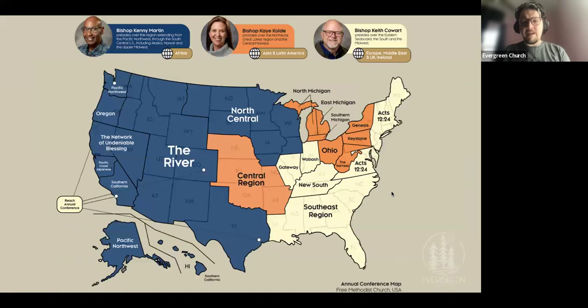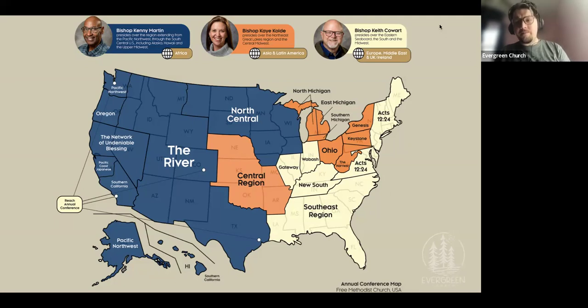Here you'll see the regions that they oversee, and you'll also see the different Free Methodist conferences across the country. Bishop Kenny presides with oversight and leadership over the western part of the church. Bishop Kay, mostly the Midwest, and then Bishop Keith over the Southeast.